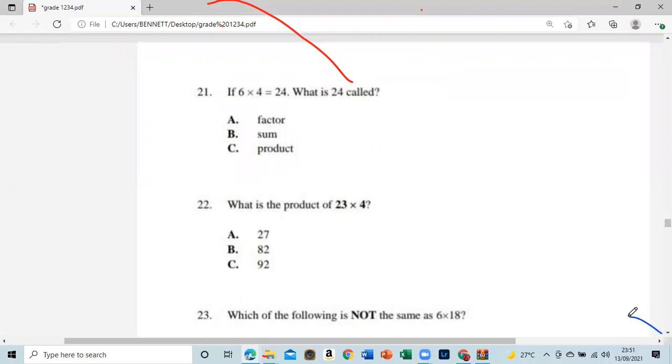All right, 6 times 4 is equal to 24. What is 24 called? Is it factor, sum, or product? That is a product. So you multiply to get the product. What is the product of 23 and 4? So we're going to multiply 23 by 4.